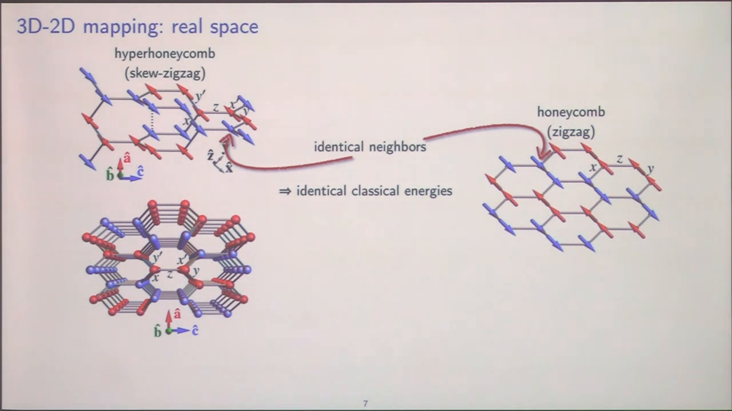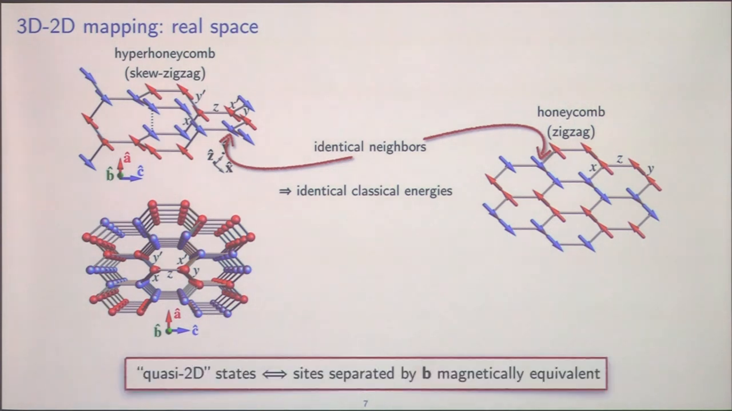That's a very simple example here, but I will show actually that even much more complicated states will have the same behavior, and even generically, there will be such states which can be mapped in this way. And these states we will call quasi-2D states.